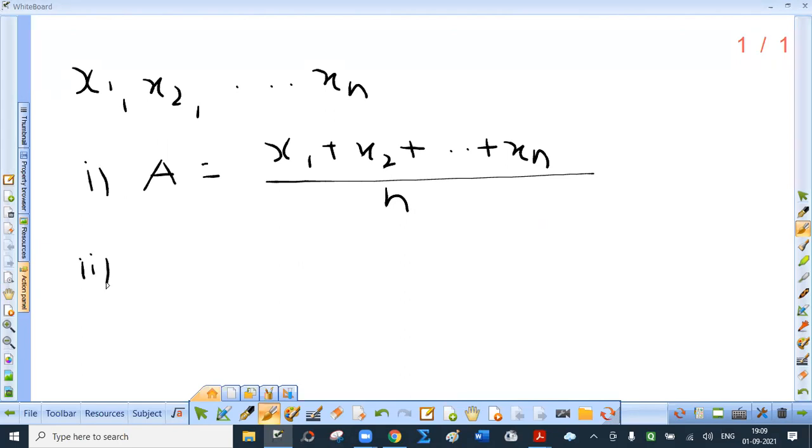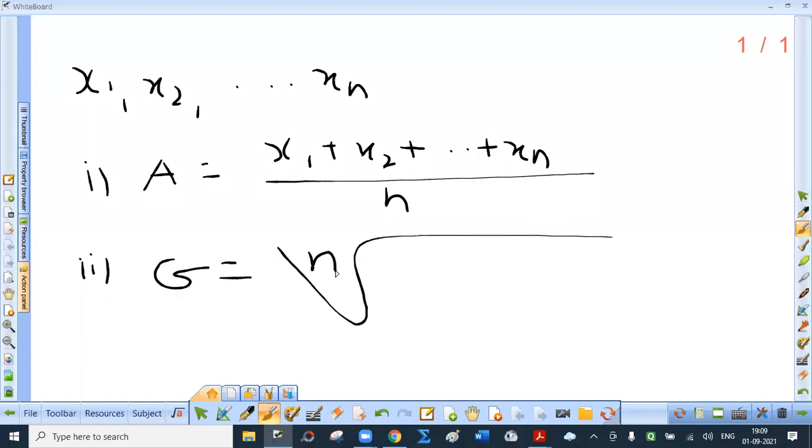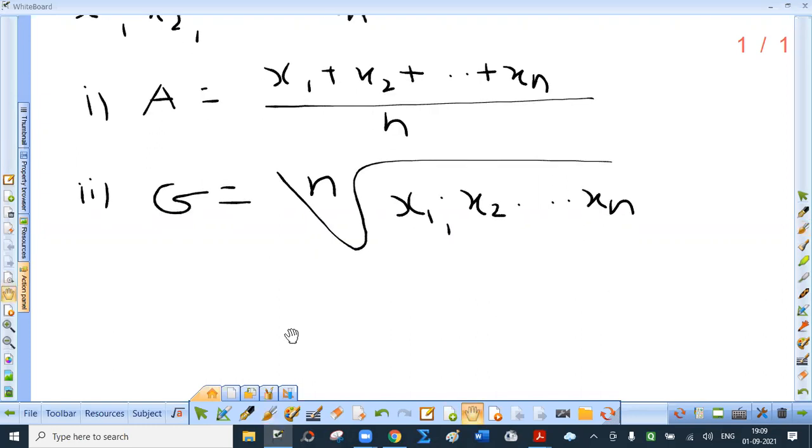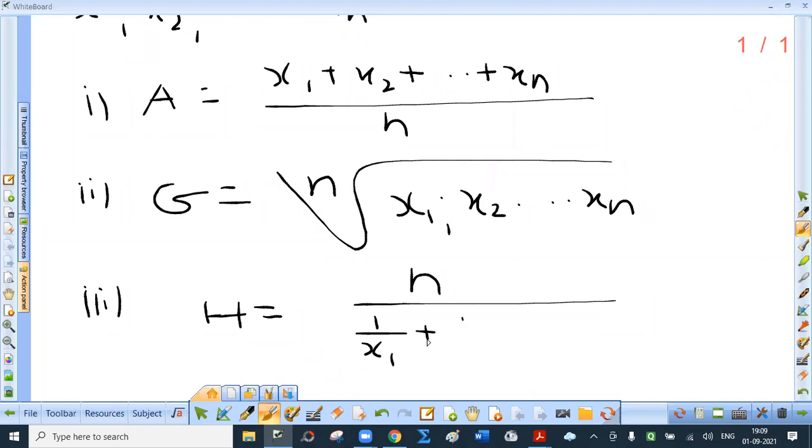Secondly, geometric mean. There are n numbers, so we take the nth root of what? The product x1 into x2 up to xn. This is the geometric mean. And what about the harmonic mean? The harmonic mean H, with n numbers, is n upon 1 upon x1 plus 1 upon x2 up to 1 upon xn.